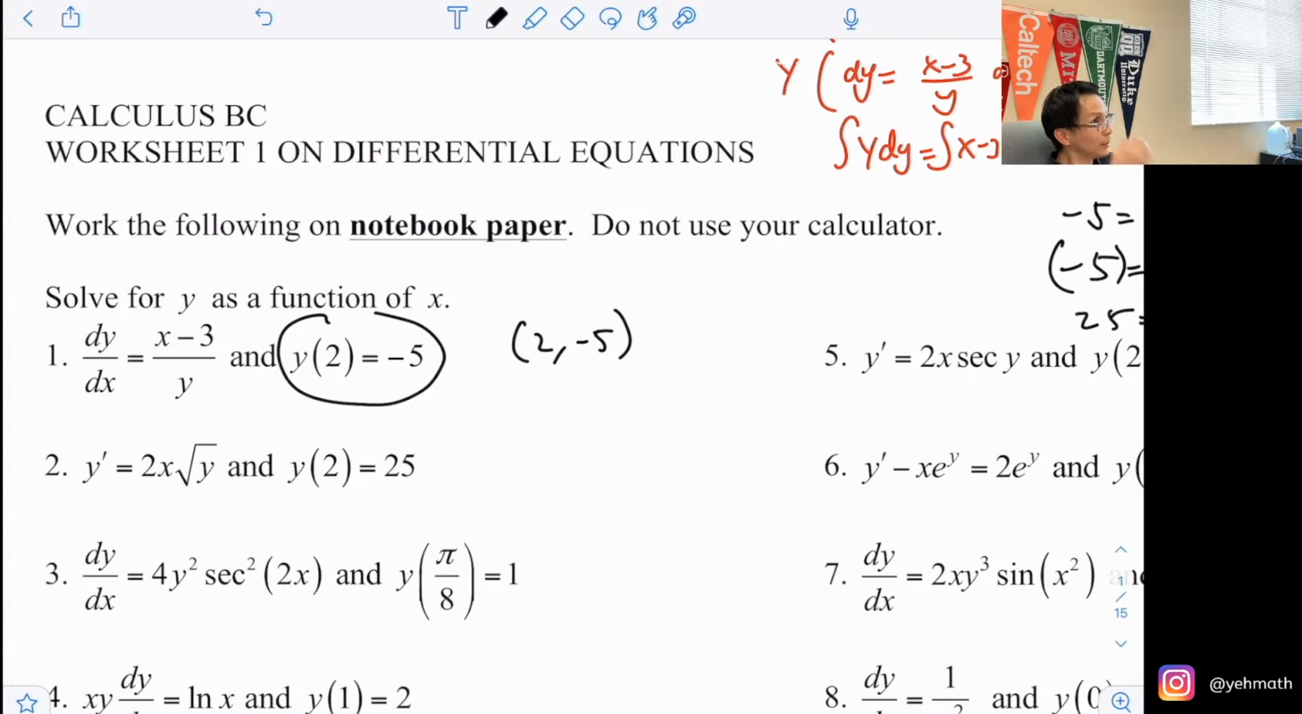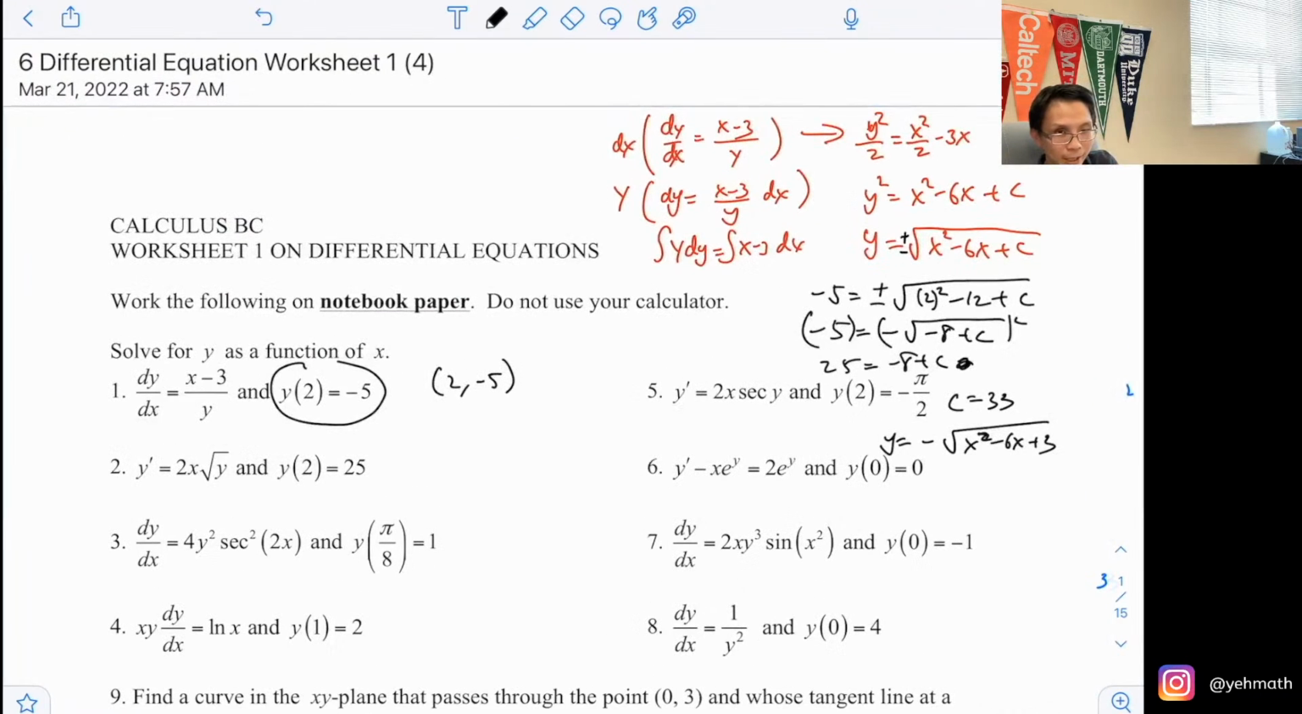Wait, what do you have for c for the first question? I got 33. Yeah, because for your final answer, you got 33. But you have to solve for y, so that would be a negative function. Yeah, because y is -5, right? So the radical is always going to be positive. So if the radical is positive, you have to apply the negative sign in order to get -5. Right. So that was one tricky part for a lot of students.